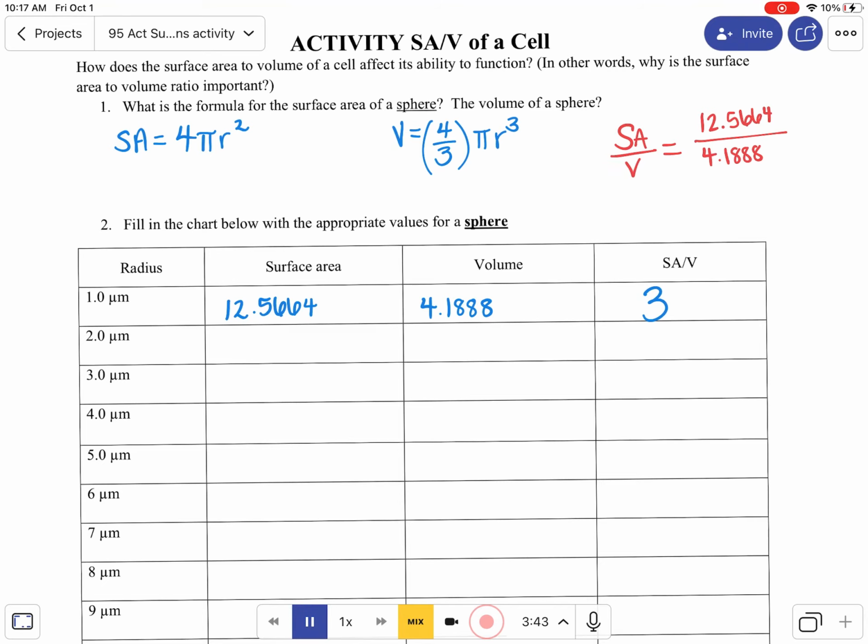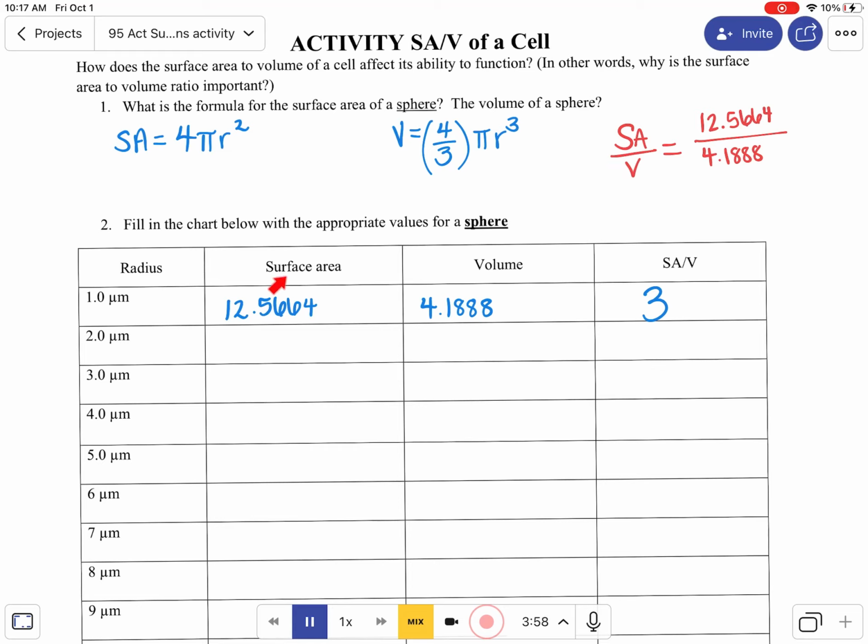Now there's even a website that will calculate this ratio for you, and it's pretty convenient to fill out the rest of these, but I still encourage you to do each of these steps the same way that we just did, at least for the first 3, to get the practice you need.